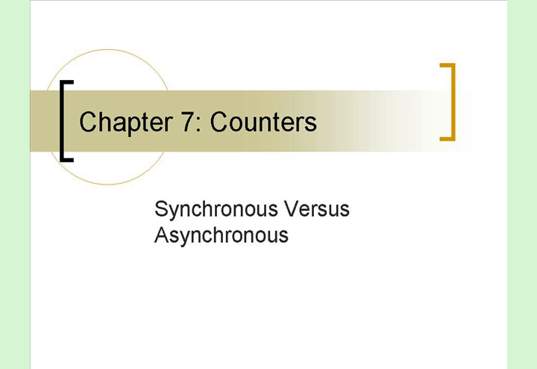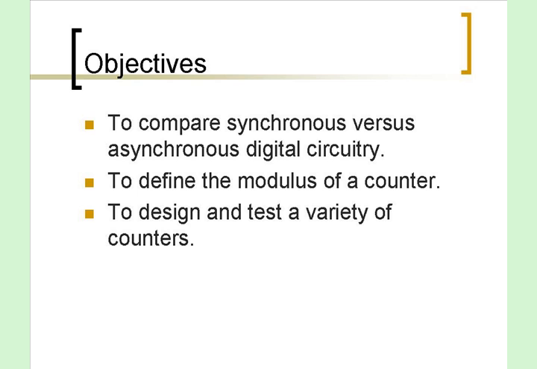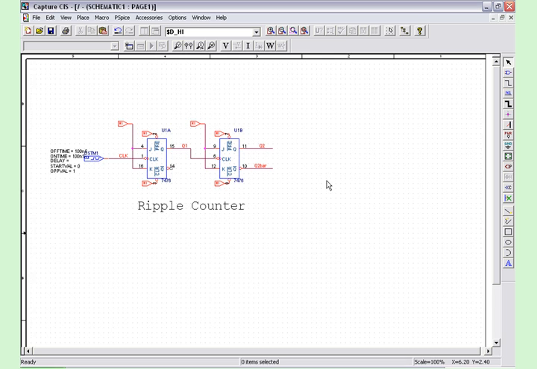Chapter 7, Counters, will go over the following concepts: to compare synchronous and asynchronous digital circuitry, to define the modulus of a counter, and to design and test a variety of different counters. The first circuit we will look at is an asynchronous ripple counter. What makes this an asynchronous circuit is that the output of one of the flip-flops is used as the clock signal for the second flip-flop.